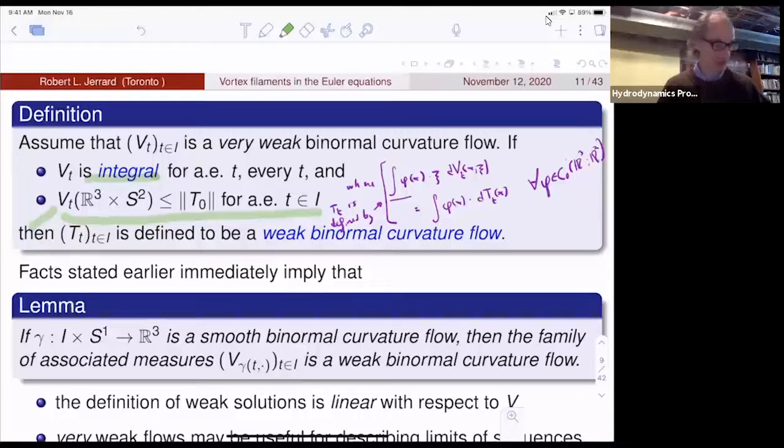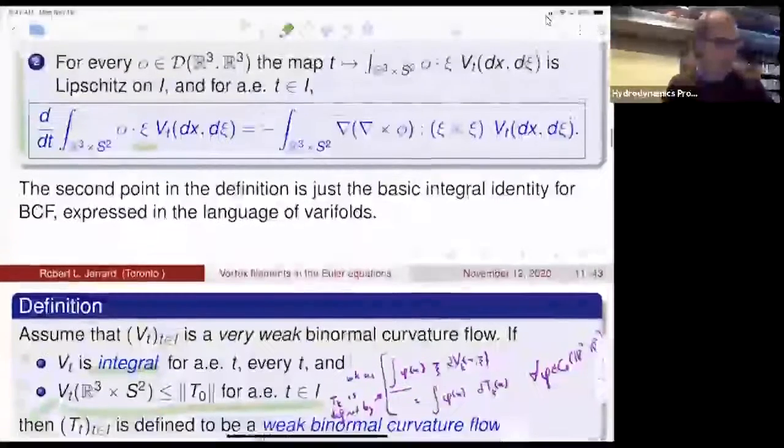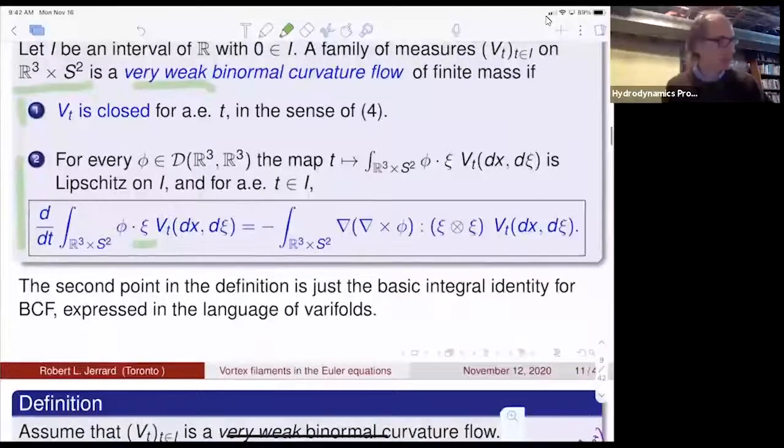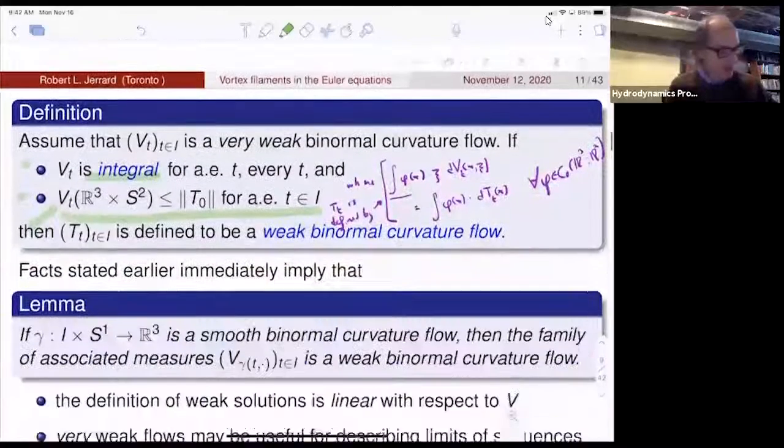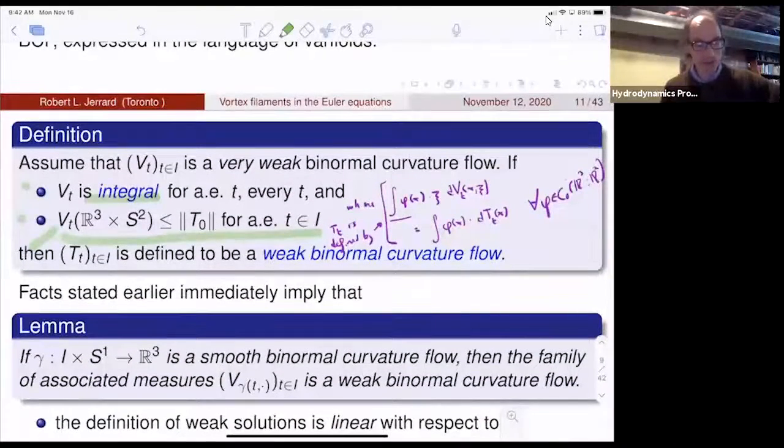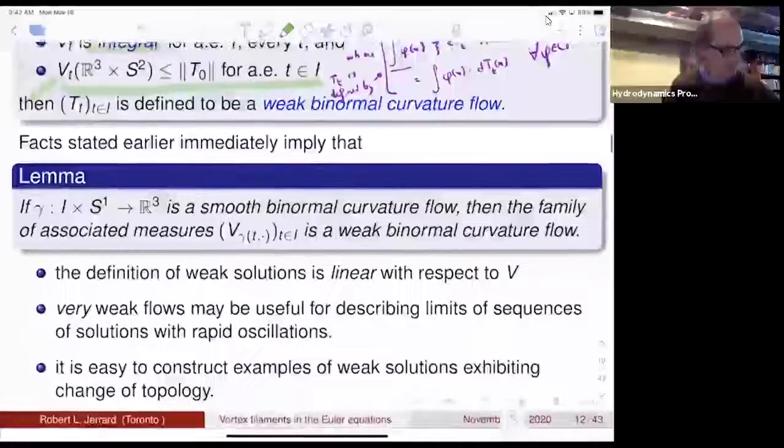Because, well, definitely they're integral because they're varifolds associated to curves. We've noted that the arc length is constant for a smooth solution. And so in particular, it's bounded by its arc length at time 0. And then we've seen that, well, okay, smooth curvature is closed and it satisfies this identity. Okay. Let me give an example of a weak solution which is not a smooth solution. Well, I'll do that in a second. I think we have space for it down here.